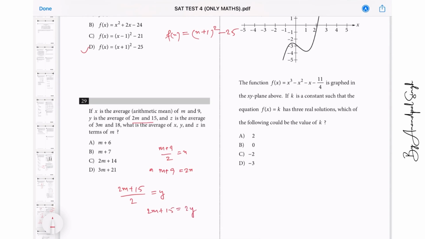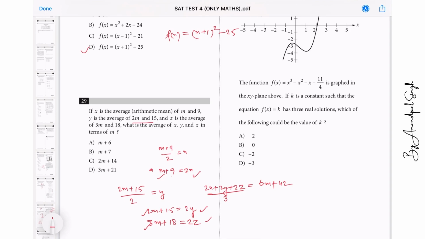And z is the average of 3m and 18. So (3m + 18)/2 equals z, so it is 2z. Now what's the average of x, y and z in terms of m? So it will just add all three. We get 2x + 2y + 2z. This will give you m + 9, so m + 2m + 3m gives you 6m. Then 9 + 18 is 27, plus 15 gives you 42. And dividing all of them by 3.